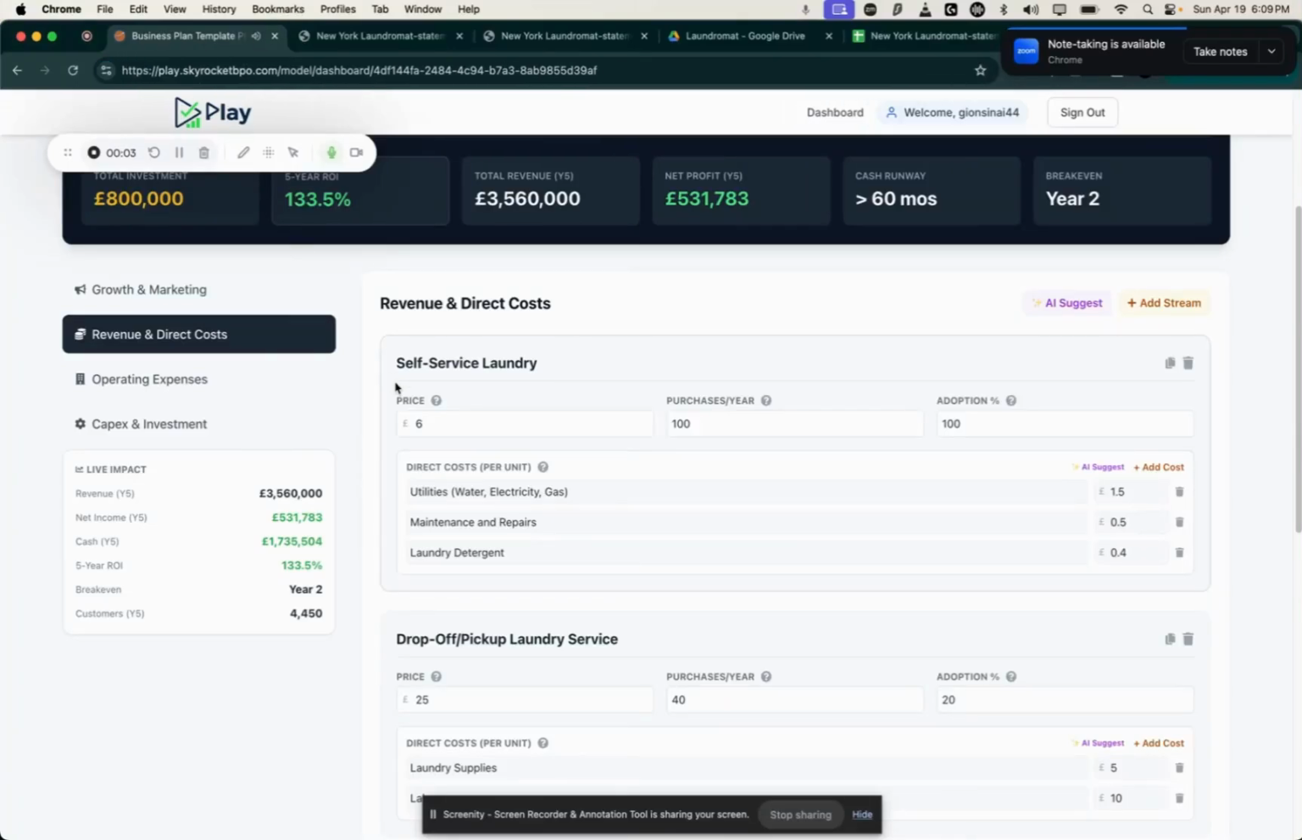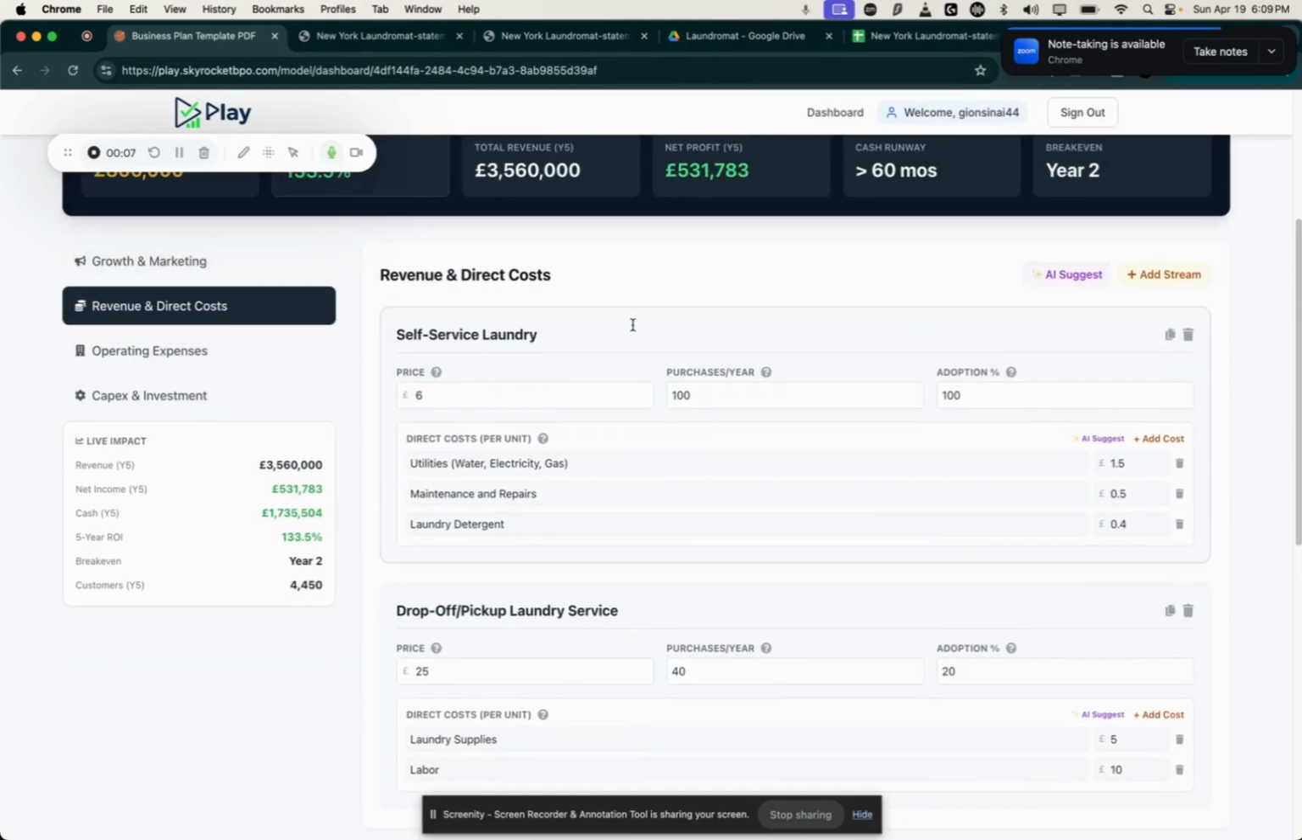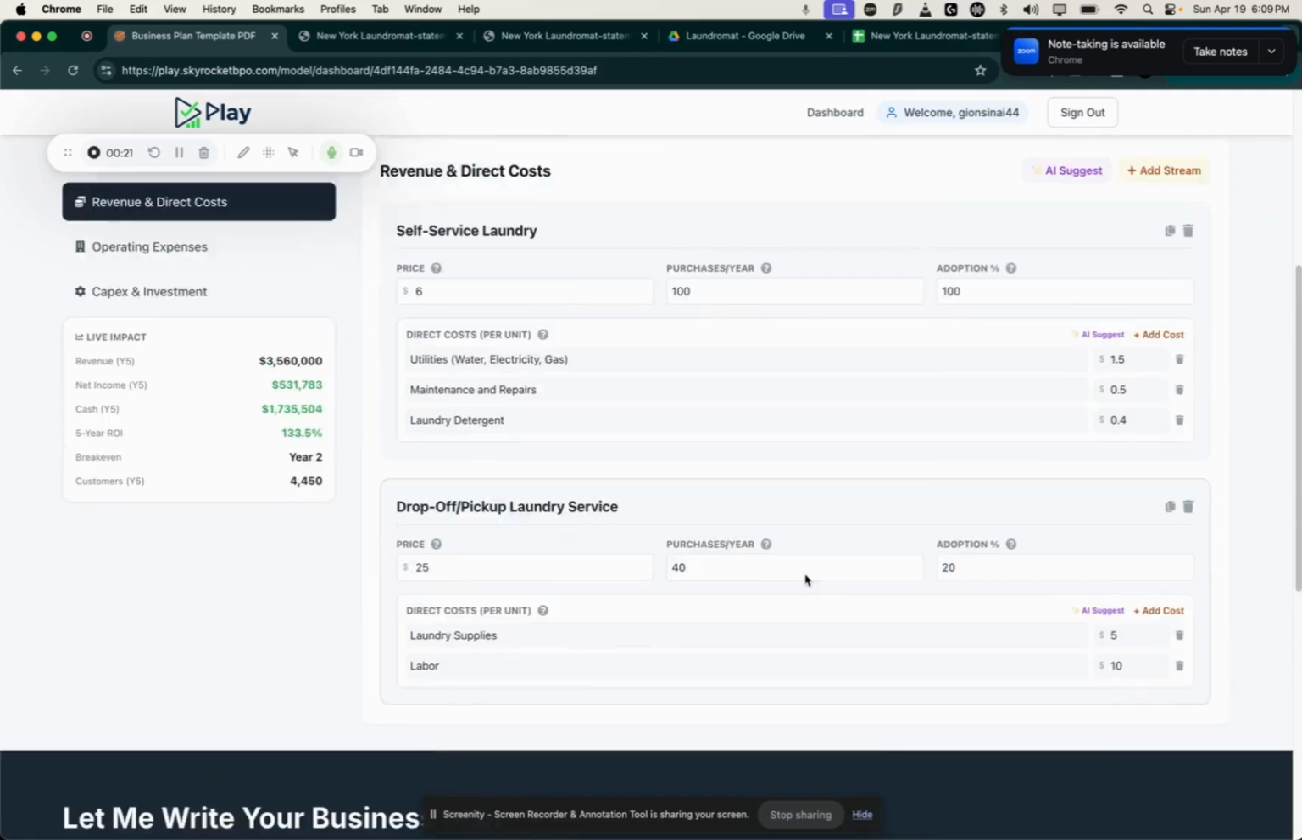So we have two different revenue sources in here. Based on the current assumptions, if we are charging like £6, then we can expect to break even by year two. Now let's change this to dollars. I think dollars is much better. You can change the currency to anything you want in from here.